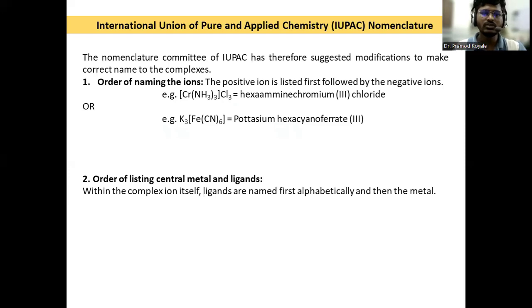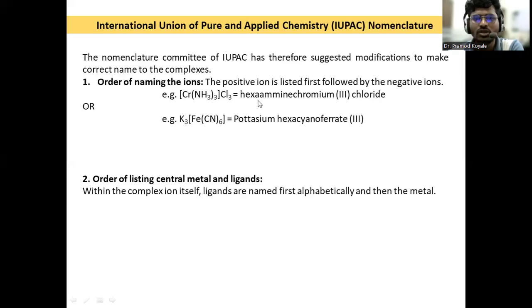The first rule is related to the order of naming the ions. Actually, those are the counter ions. So we have the positive counter ion and the negative counter ion. The positive counter ion is always written before the coordination sphere, that is, before the coordination complex ion. And if there is a negative counter ion, it should be written at the last, that is, after the coordination sphere. For example, this is the complex which has the 3 chlorine as the counter ion. So the name of that counter ion, that is chloride, should be written at the last.